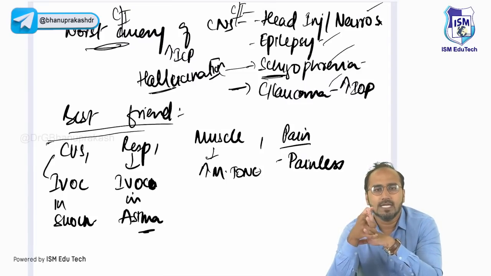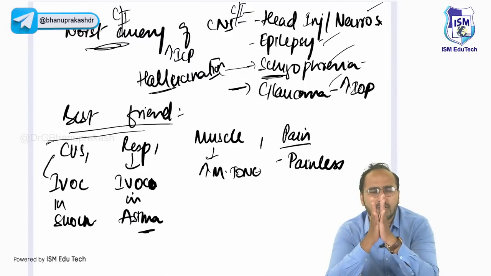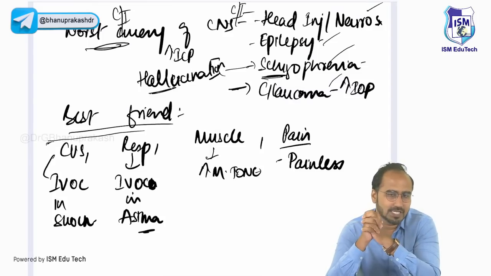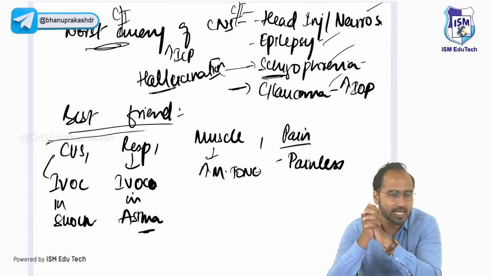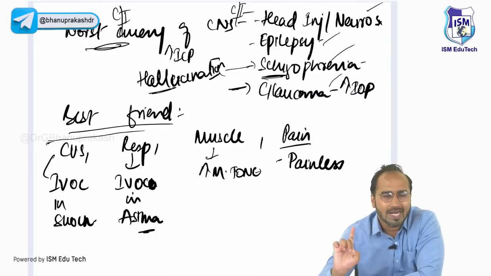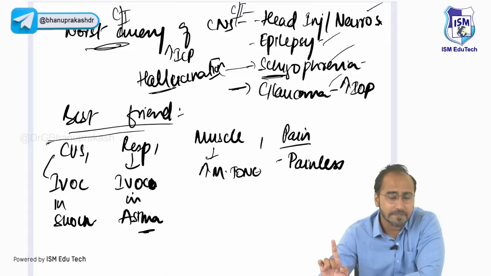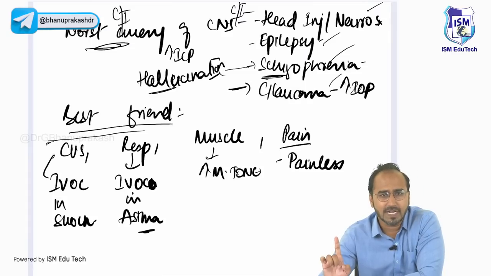Is this thing clear? Ketamine is regarded as the IV induction agent of choice in asthma. Why? Because in asthma, it causes bronchodilation. In shock, why? Because it is increasing the BP and heart rate. So you need to remember one line of ketamine, guys. What's that one line? Come on, be fast.